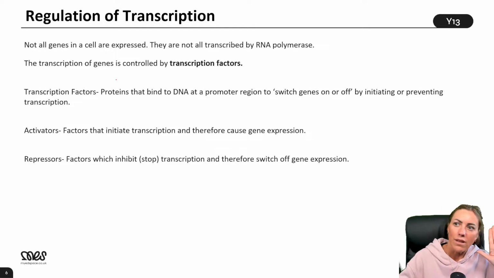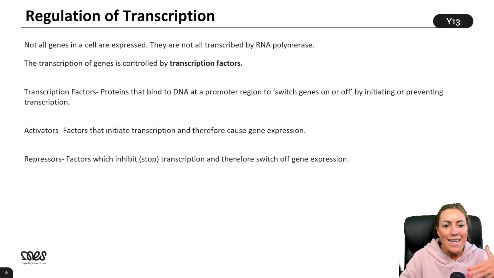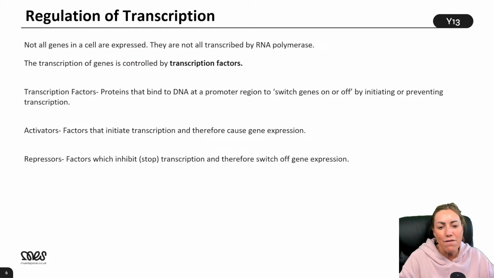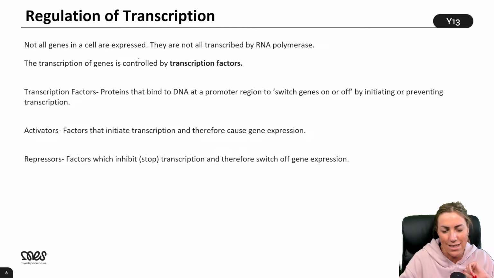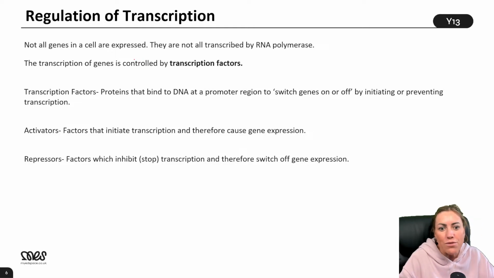So, as you know, or hopefully you know, not all genes in a cell are expressed. So, even though all of your cells have the same genes, they are not all being transcribed and translated. Like, all of your cells have got the gene for insulin, but is it being transcribed and translated in all of your cells? No. Can anyone tell me where insulin is transcribed and translated? Which type of cell is insulin actually produced in?